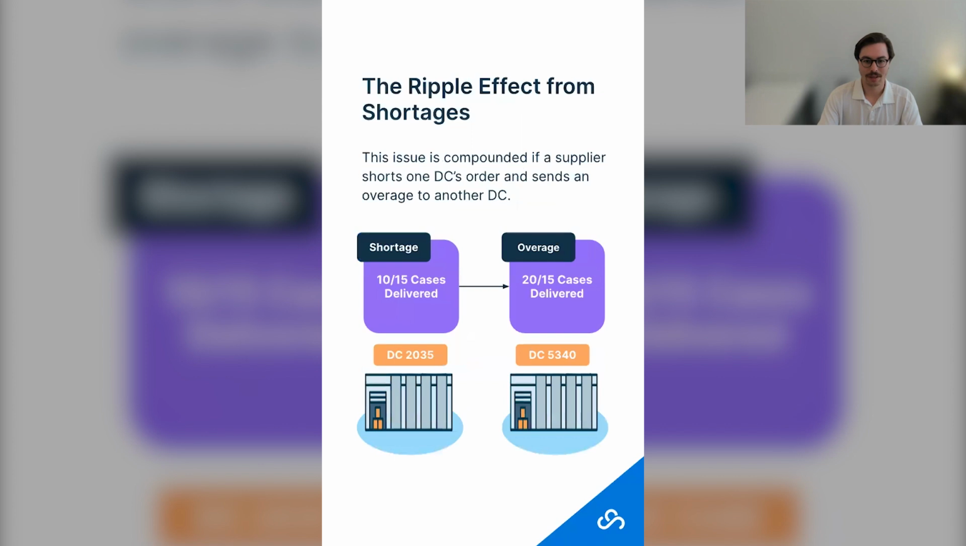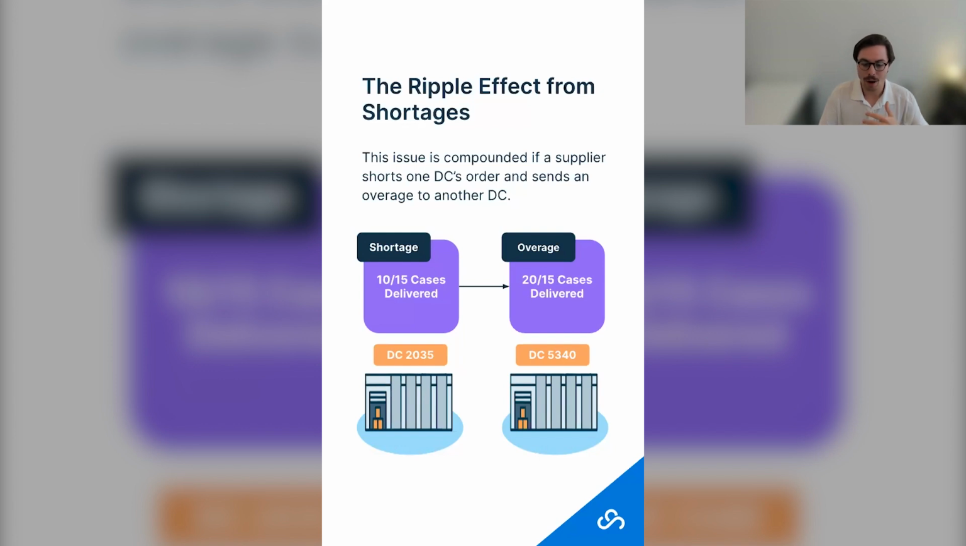All right. We have the ripple effect from shortages. So kind of like I was talking about before, the issue of shortages and overages can be compounded if the supplier shorts one DC's order and then sends an overage to another. This is sort of what I was talking about, where you might have two different POs that are sitting on one truck. You might be going to a consolidation center, and these orders are actually going to go to different places. And so, pretty easy concept to understand.